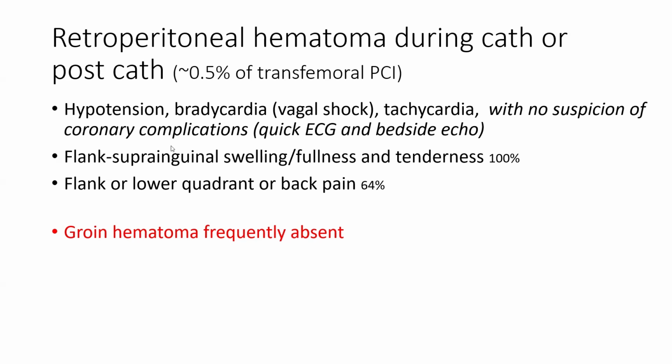which in one paper was 100% sensitive, that side swelling, fullness, and tenderness. You don't see hematoma. You see kind of induration or swelling of their side, ipsilateral side. And the patient may also have pain in that area 64% of the time. Importantly, in retroperitoneal bleed, groin hematoma is frequently absent, so don't rely on that. Look for that flank swelling, flank pain, or unexplained hemodynamics. Those should immediately make you think of retroperitoneal hematoma, especially if you have high alert from the fact that your stick was a little bit high.